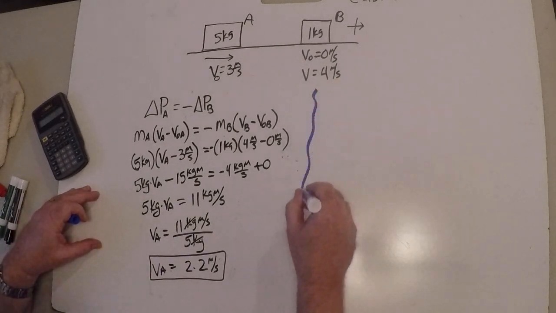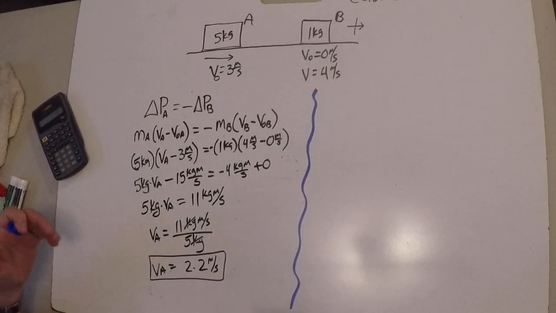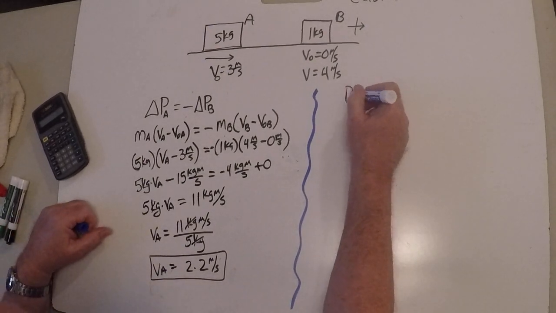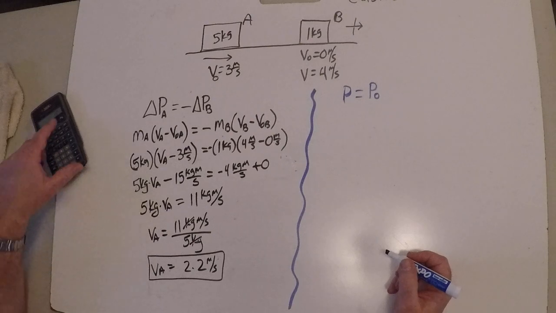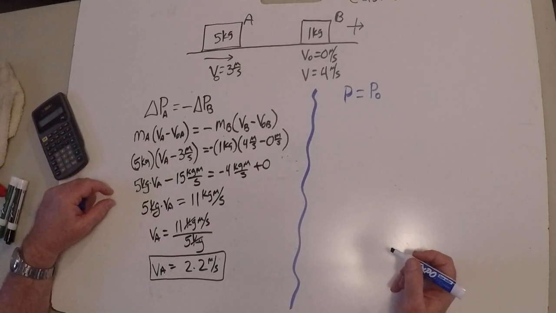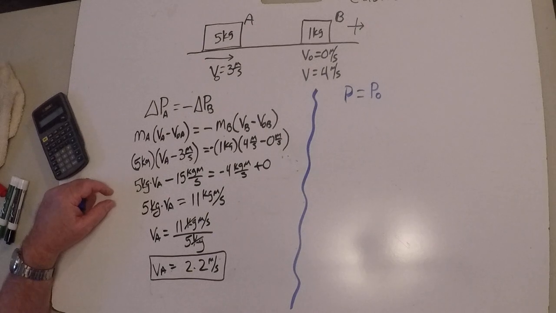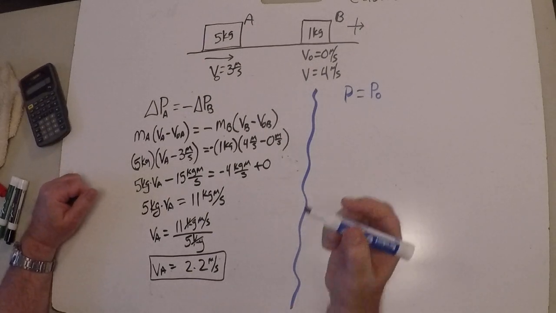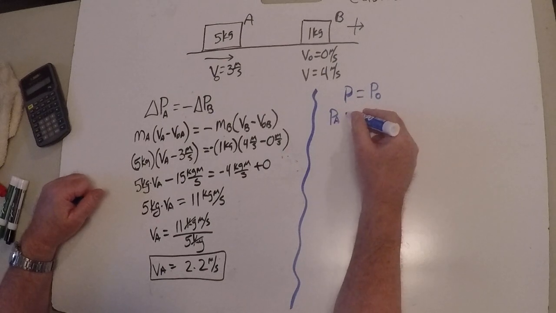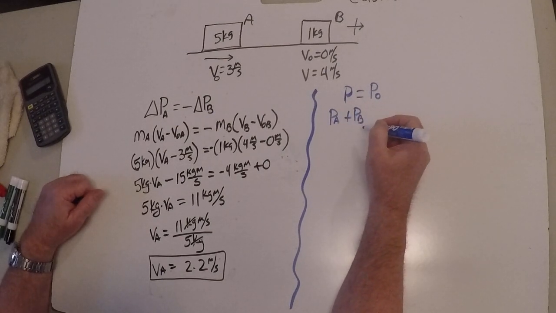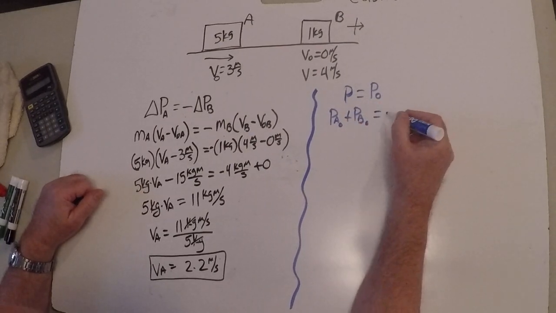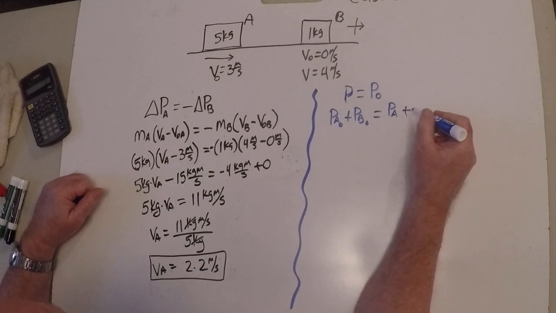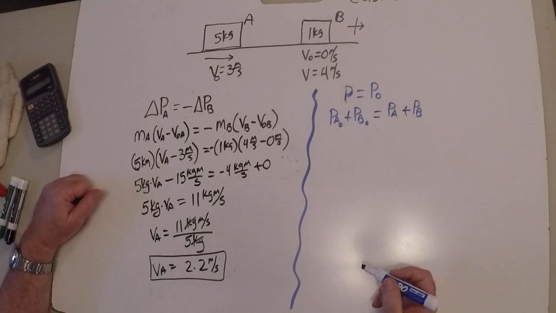Another way to look at that, as we did before, is recognizing that since the momentum is just being transferred from one car to the other, the momentum of the system in the end is equal to the momentum of the system in the beginning. And to find the momentum of the system, you just add the momentum of each object together. So in this case, it's going to be the momentum of A plus the momentum of B, and these are initial, is going to equal the momentum of A at the end plus the momentum of B at the end.